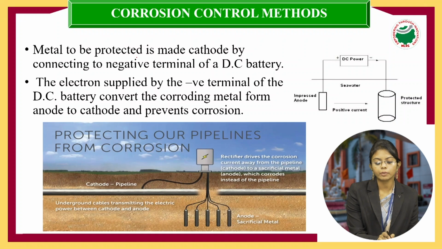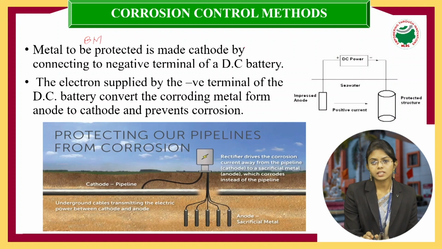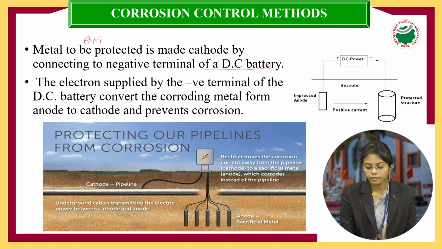If you observe, the metal to be protected is made the cathode, the base metal. Remember, whenever we say metal to be protected, it means the base metal. Now this cathode we are going to connect to the negative terminal of the DC battery. If you observe, this is our negative terminal. To this negative terminal we connect our base metal, the metal which we need to protect, or the metal which acts as the cathode.